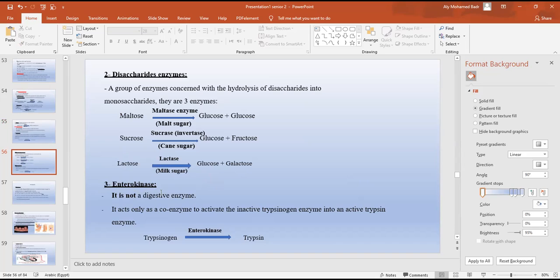Okay, where there is also an enterokinase enzyme which is present inside the intestinal juice. This enterokinase enzyme is not a digestive enzyme, it doesn't catalyze the hydrolysis of any of the food, but it acts as a coenzyme that activates the trypsinogen to be trypsin. Okay, where the trypsin works on the protein and forms polypeptide chains again.